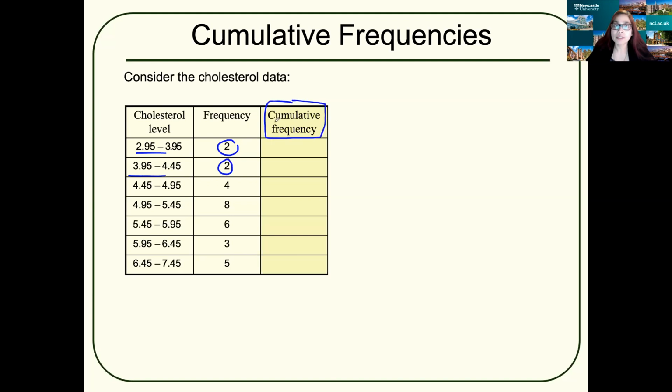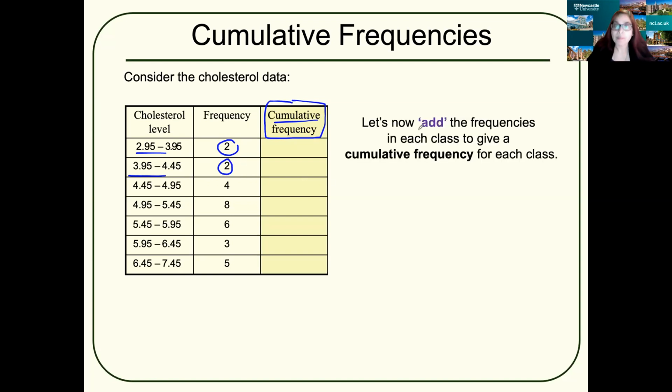As the word indicates, cumulative frequency is nothing but adding up the frequencies. Okay, guys. So let's now add the frequencies in each class to give a cumulative frequency for each class. Let's start adding. What is the first? There are only two data until 3.95. Up to 4.45, we have 2 plus 2, 4 data. Up to 4.95, we have 2 plus 2 plus 4, 8 data.